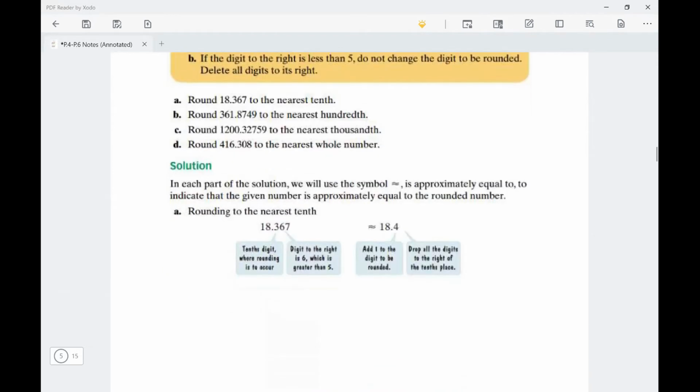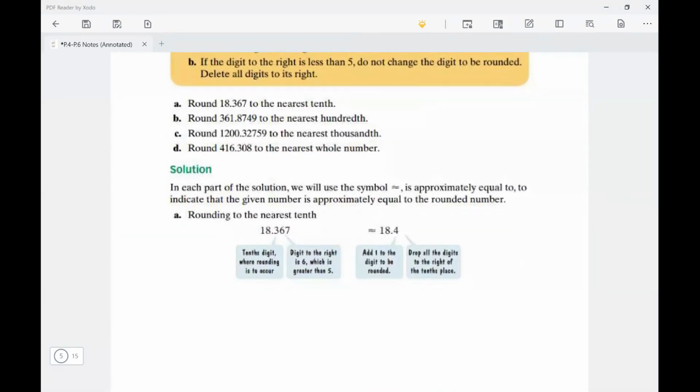Okay. So let's look at part A. So part A says round 18.367 to the nearest tenth, right? So notice that the tenth place is going to be the first place to the right of the decimal, and then we're going to look to the number to the right of that. So notice that it's 5 or greater, it's actually 6. So we're going to round up to 4, and then we're going to delete all the decimals to the right of that. So 18.367 is going to round to 18.4.